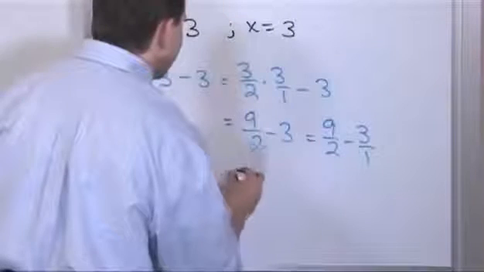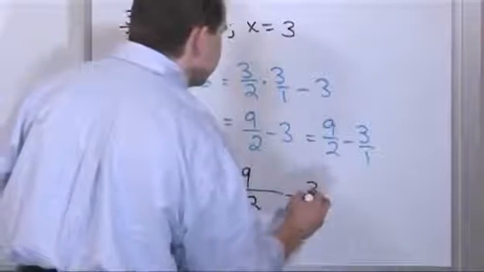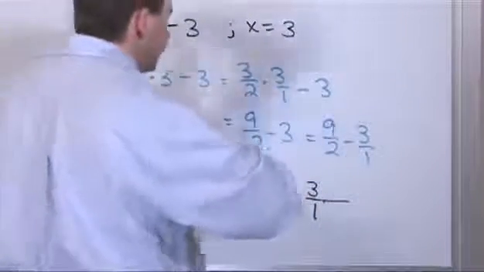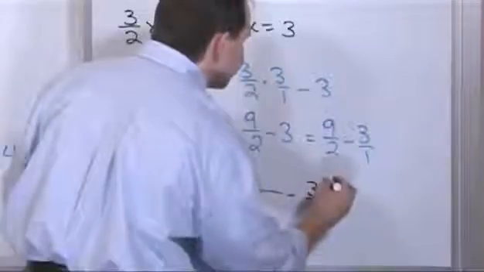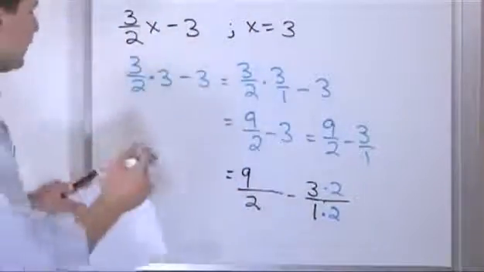So what we're going to have is 9/2 minus 3 over 1. Now what do we do to find the common denominator? If I take this guy and multiply by 2, then I'll get a 2 in the denominator matching this one here. This is exactly what I want to do.